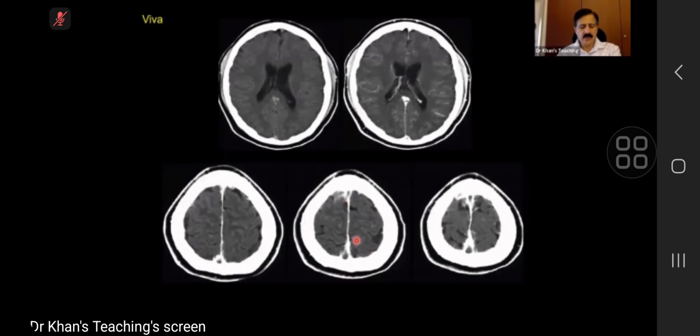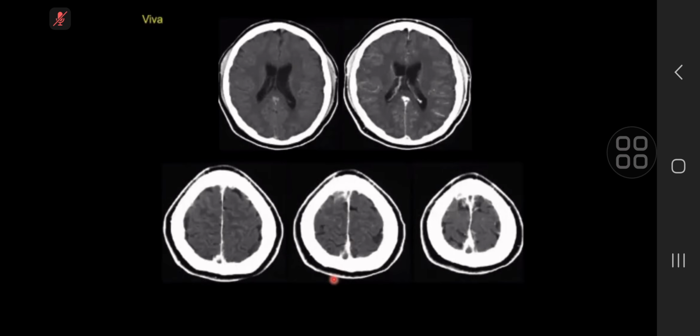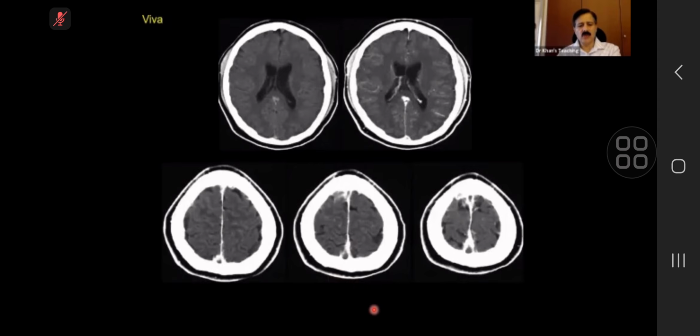What is this sign? So this is the empty delta sign. Excellent. So empty delta sign is a sign which on CT with contrast, this has to be with contrast, you can see that there is a filling defect and the dura surrounding it is enhancing, giving you this empty delta sign. So in keeping with superior sagittal sinus thrombosis.